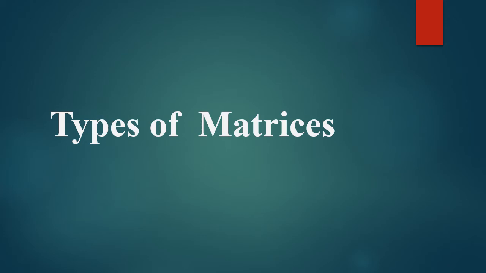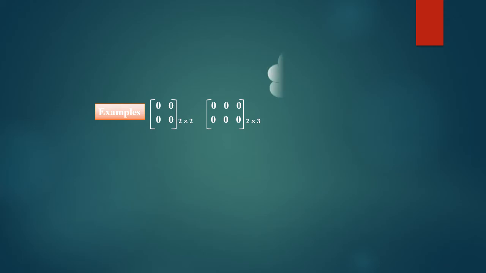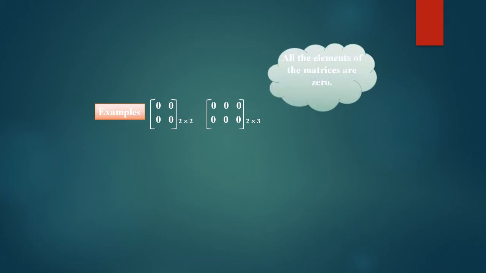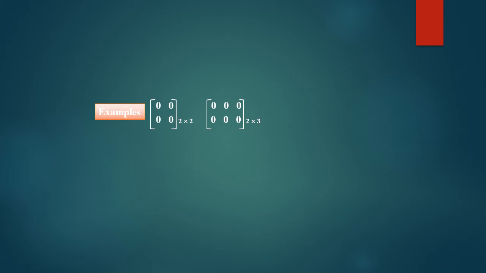Next, types of matrices. So the first type we are considering. We will first try to understand some examples and then define the definition. First example, a matrix with all 4 elements equal to 0, that is a 2 cross 2 matrix whose all elements are 0. Next, a 2 cross 3 matrix with all 6 elements equal to 0. So in the two examples you can see that all the elements of these matrices are 0.